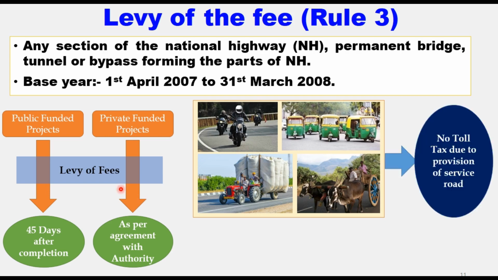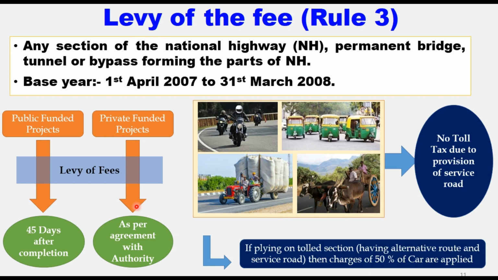The reason being, firstly, that they are not allowed on the toll section as service roads or alternate roads are provided. Now, if the users of two-wheelers, three-wheelers, animal-drawn vehicles and tractors drive on the toll section even after provision of an alternate route, then they are charged 50% of the fee of the car user. The toll tax after calculation should be rounded off to the nearest multiple of 5 rupees.